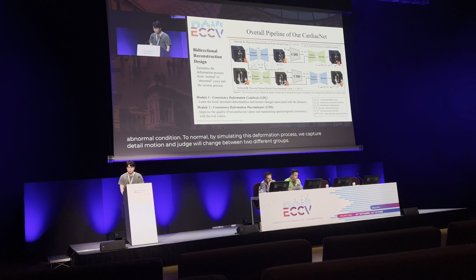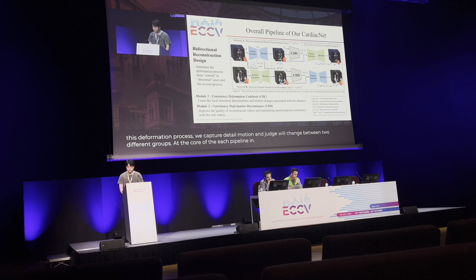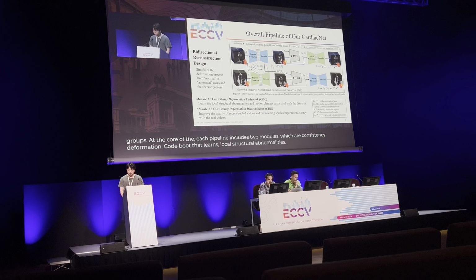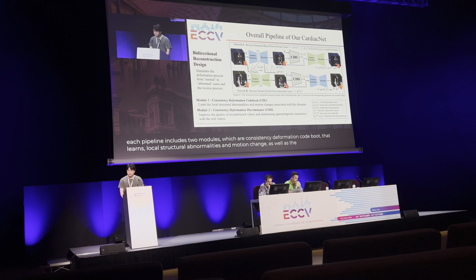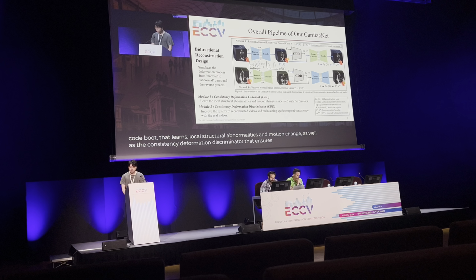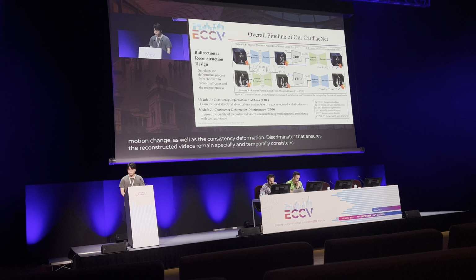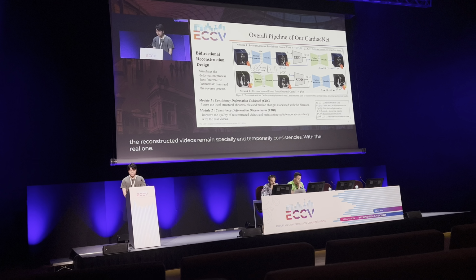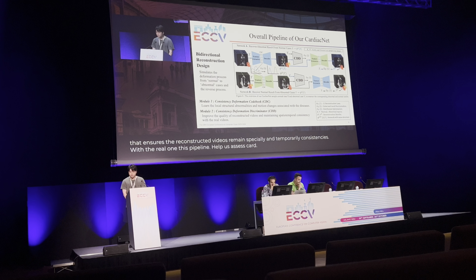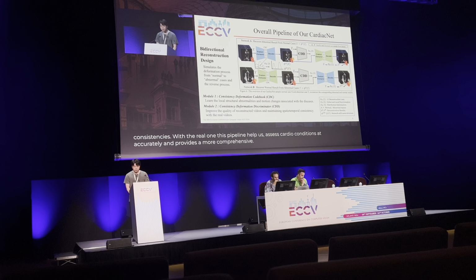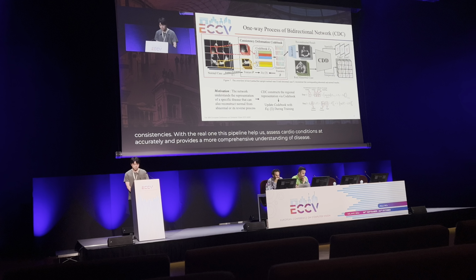The core of each pipeline includes two modules: the consistency deformation codebook, which learns local structural abnormalities and motion change, as well as the consistency deformation discriminator, which ensures that the reconstructed videos remain spatially and temporally consistent with the real one. This pipeline helps us assess cardiac conditions accurately and provides a more comprehensive understanding of disease progression.